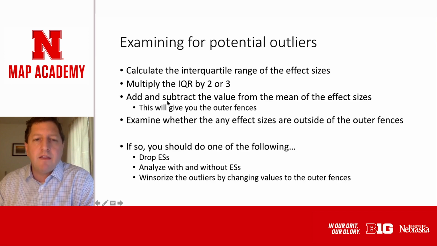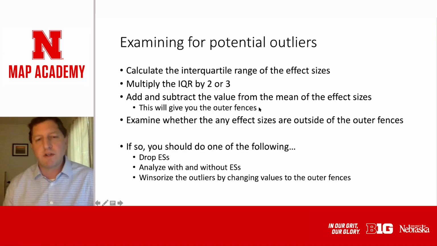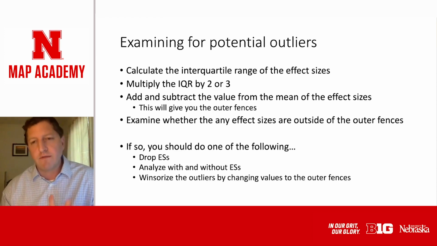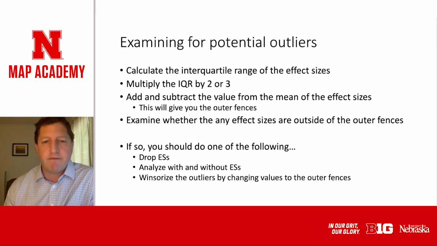You add and subtract the value that you get from that IQR times 3 from the mean of the effect sizes. So then you get the outer fences. You subtract the interquartile range times 3 from the effect, and then you also add it to the effect, and you get your outer fences around that effect size. Then you can analyze whether any effect sizes are outside of those outer fences. And if they are, then those are potentially outliers that you would want to deal with.